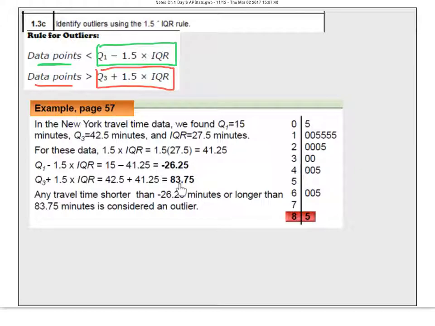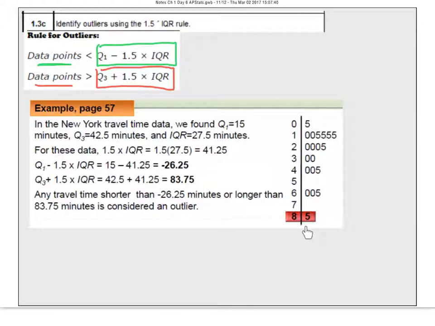Now you look at your data and see, are there any pieces of data less than negative 26? Well, no, we don't have anything negative, so obviously there's nothing on the low end. But on the high end, is there anything greater than 83.75? Absolutely, it's this one travel time of 85 minutes. Therefore, that piece of data would be considered an outlier.